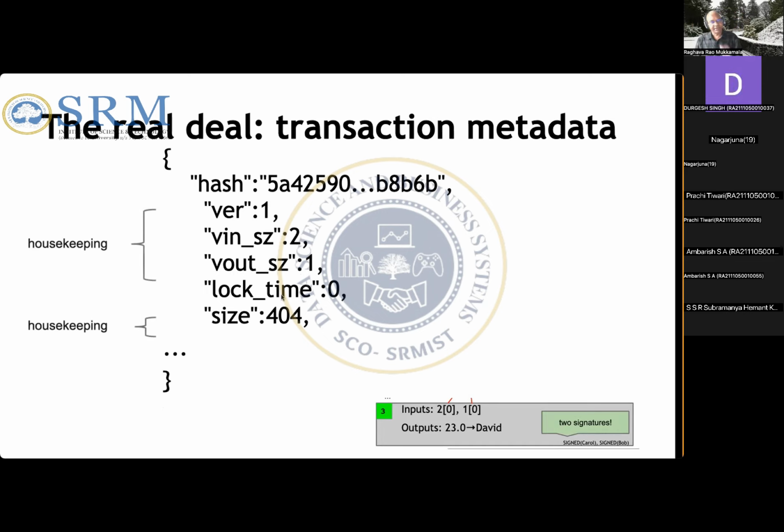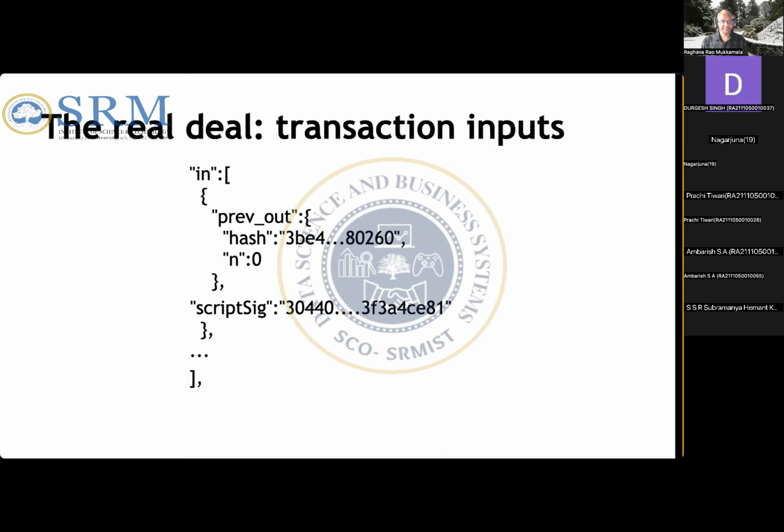Lock time, let's wait for the lock time until some later lectures. We will discuss this more in the coming lectures. It is some kind of lock you put on the transaction. And then you have the size of the transaction, which is in bytes.